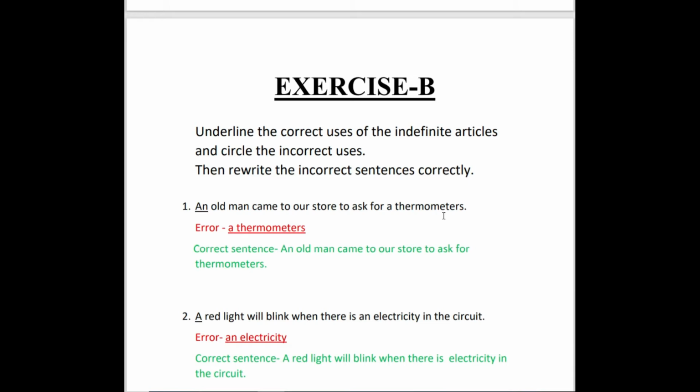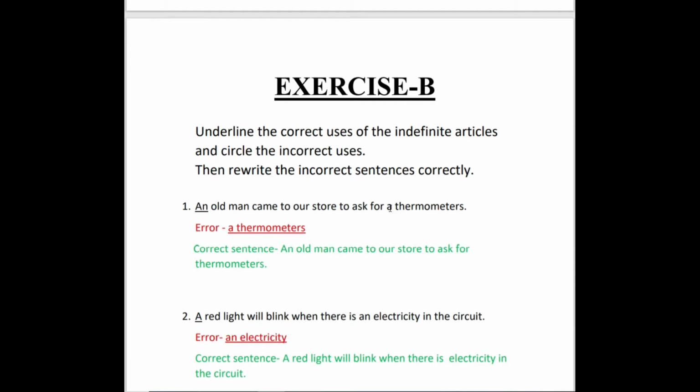Just have a quick recap of what we have done in the previous lectures. We write a or an with singular countable nouns, not with the plurals. So here we are given thermometers, which is a plural noun, so this is completely wrong. Here it should be thermometer, or you can also write the after omitting it, but that option is not given to us.